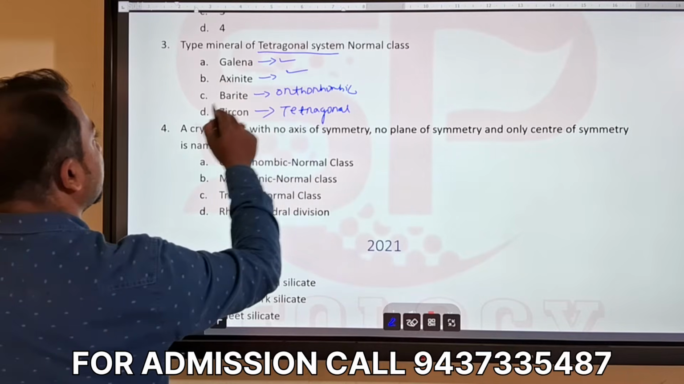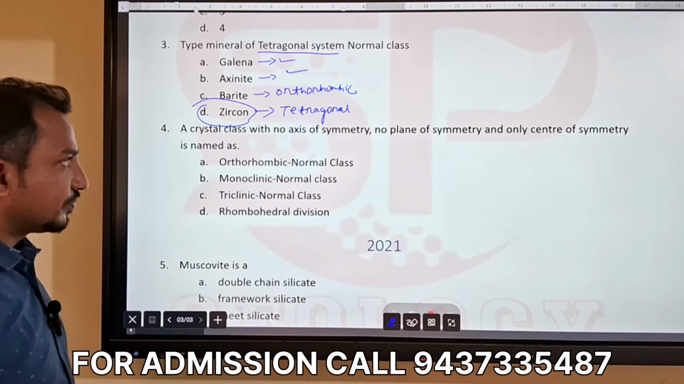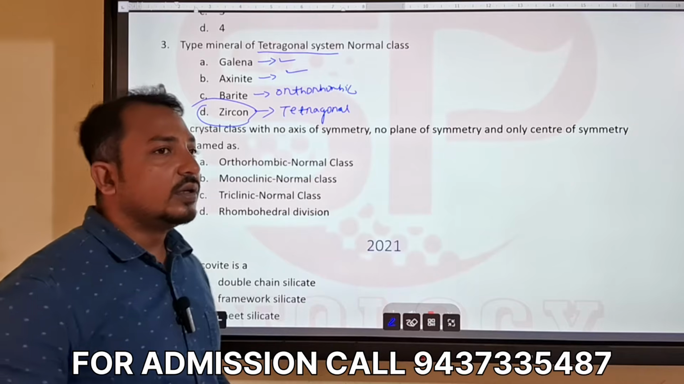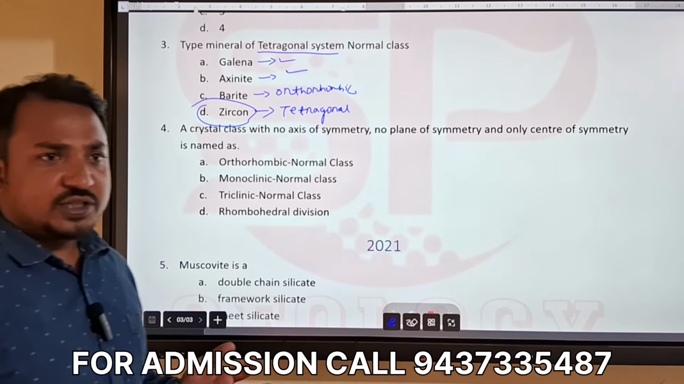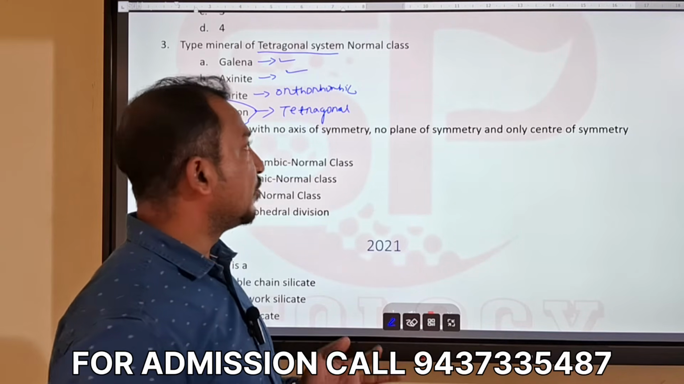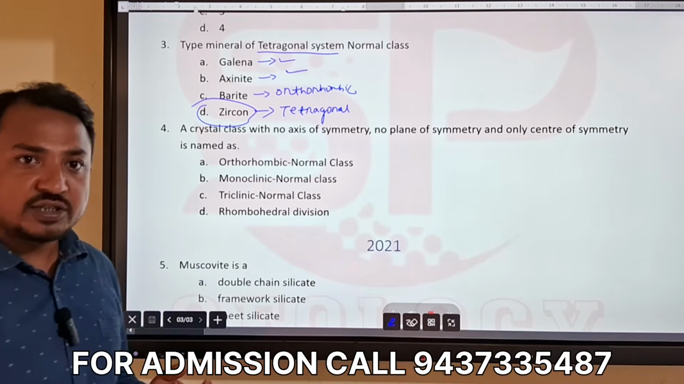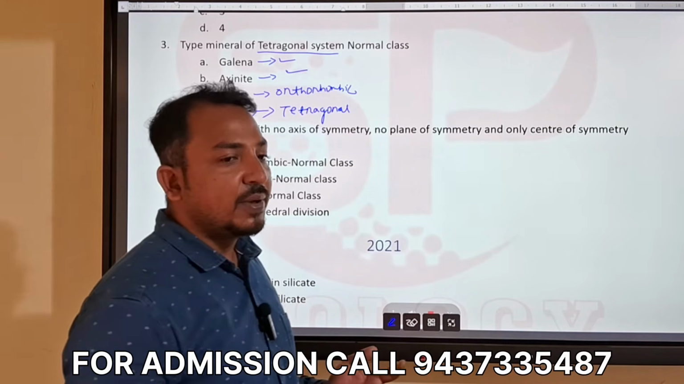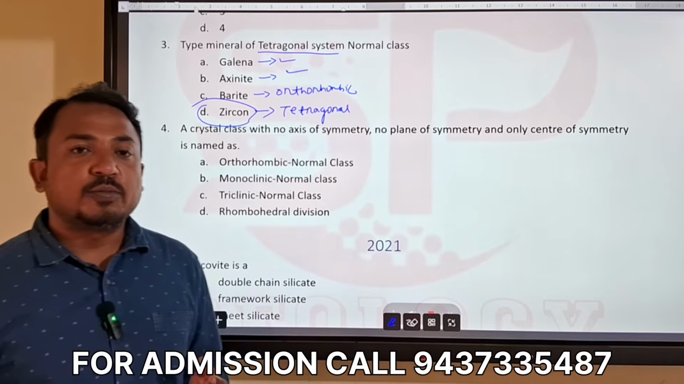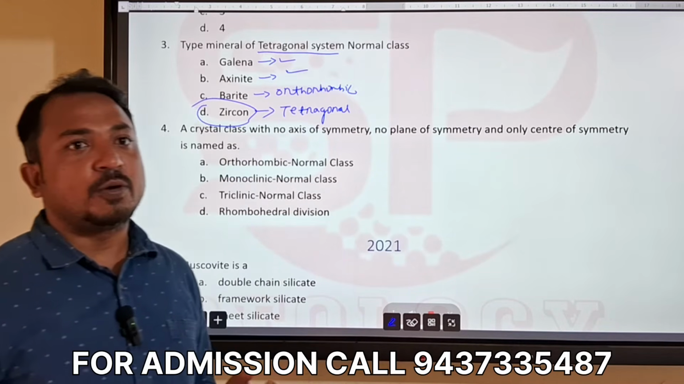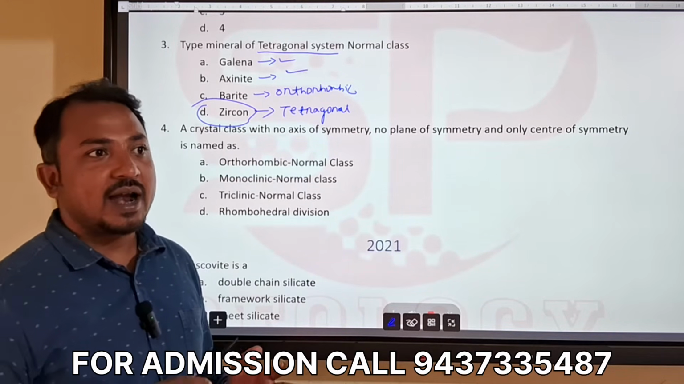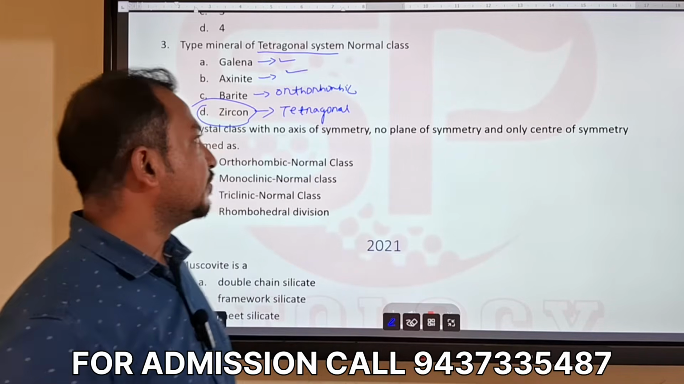So in the tetragonal system, this is zircon. Isometric system, galena type. Then tetragonal system, zircon type. Hexagonal system, beryl type. Orthorhombic system, barite type. Monoclinic system, gypsum type. And triclinic system, axinite type.